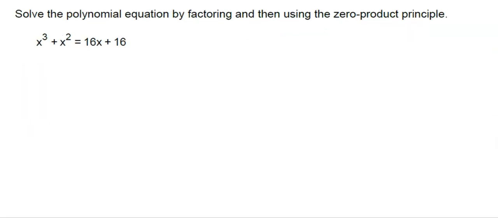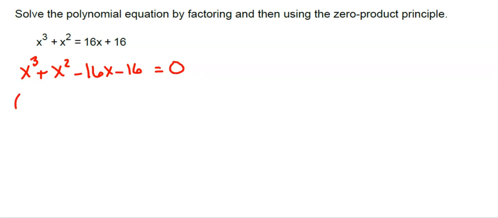This equation asks us to solve it by factoring and using the zero product principle. So, in order to do that, we need to have a zero on one side of the equation. So we will leave our variables on the left side, our x cubed, our x squared, and let's subtract that 16x from both sides and also subtract the 16 from both sides. That gives us the zero that we need.